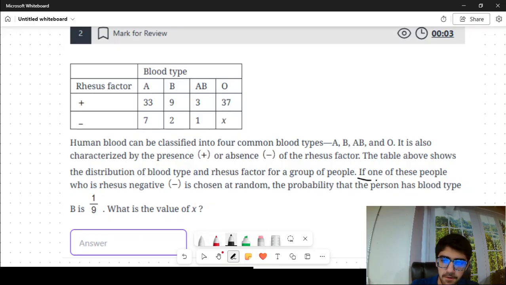It says, if one of these people who is rhesus negative is chosen at random, the total outcome, or the denominator, will be rhesus factor is negative. So we're just looking at the bottom part.